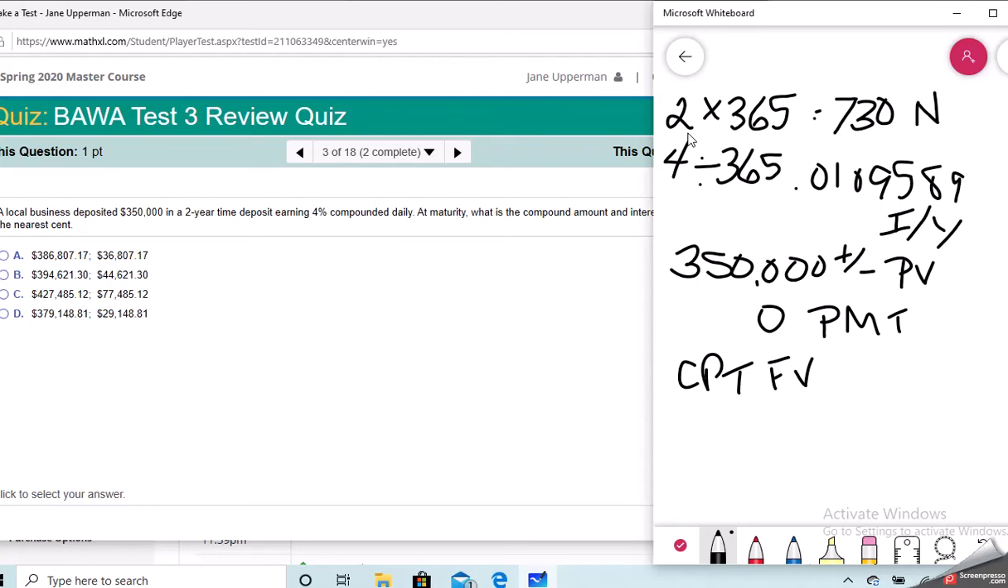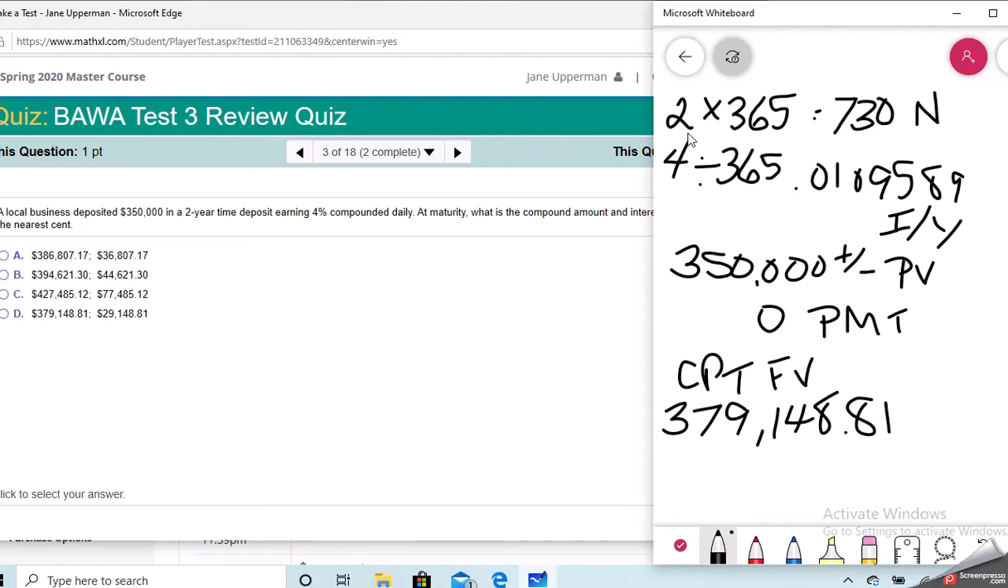So 730, push the N button. I already put in that long number as my IY. 350,000, hit the plus or minus button to make it negative, is my present value. Push the PV button, zero out the PMT, and then compute the future value. So I get $379,148.81.